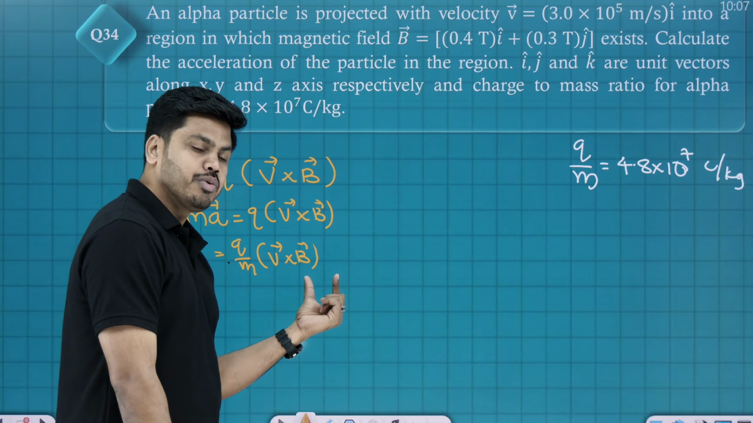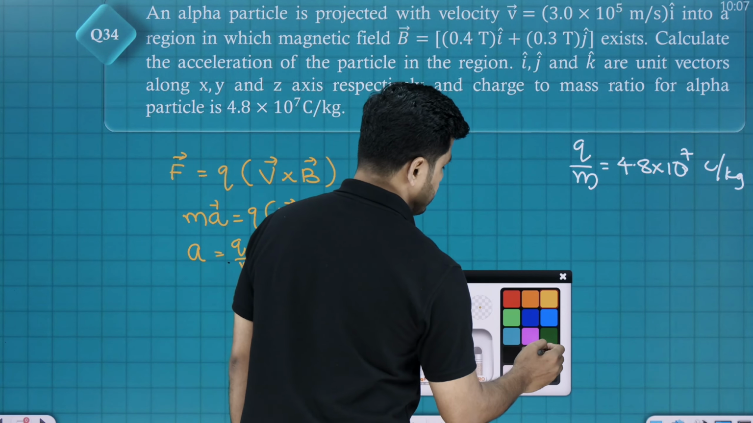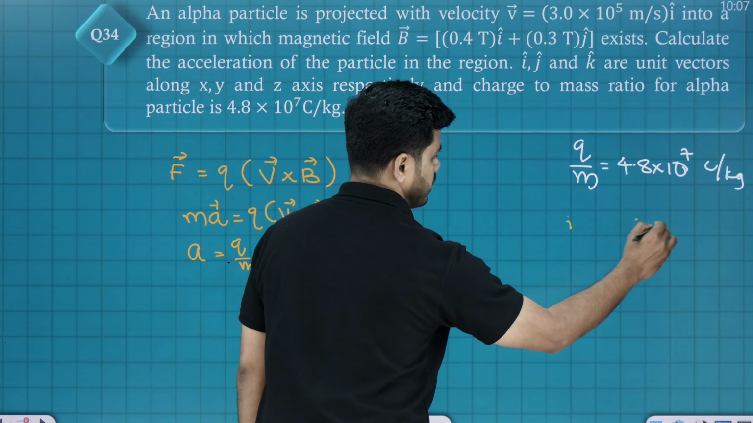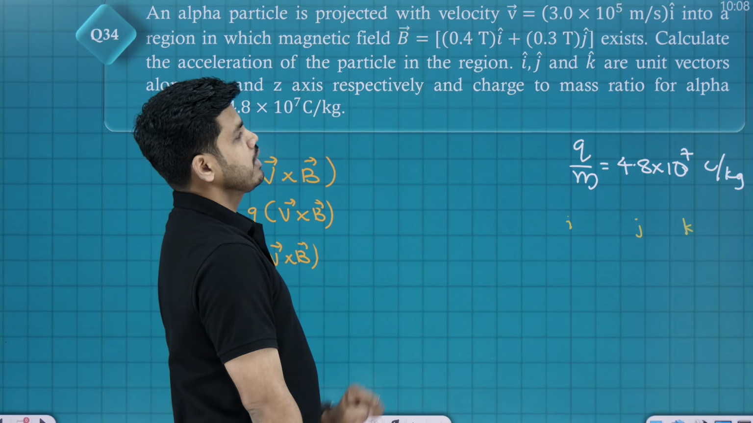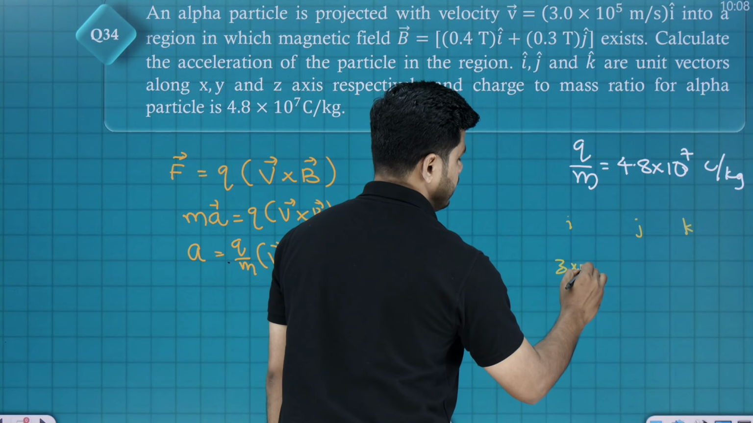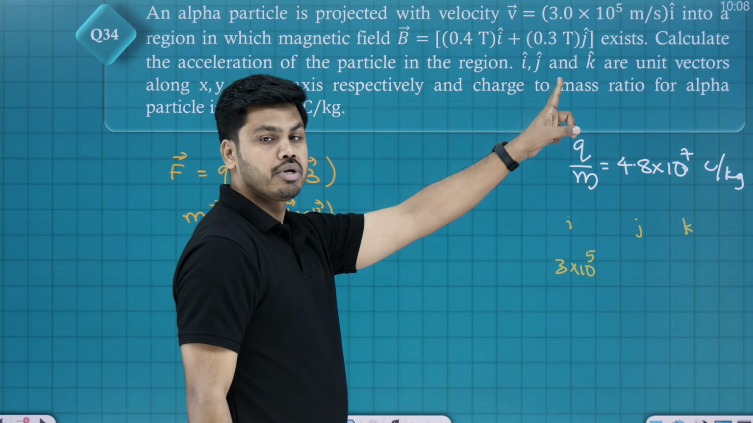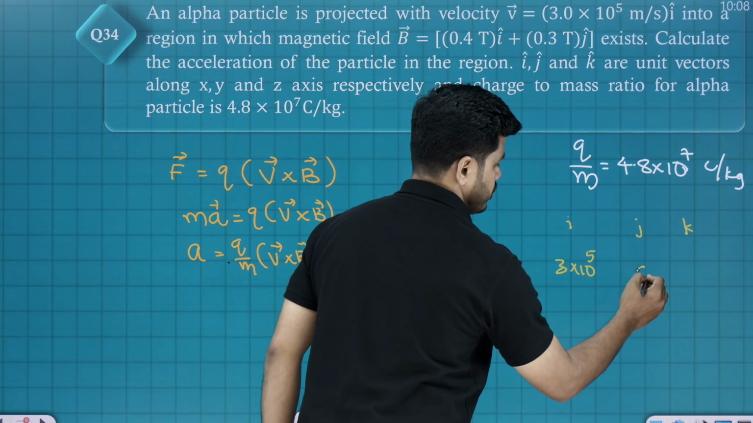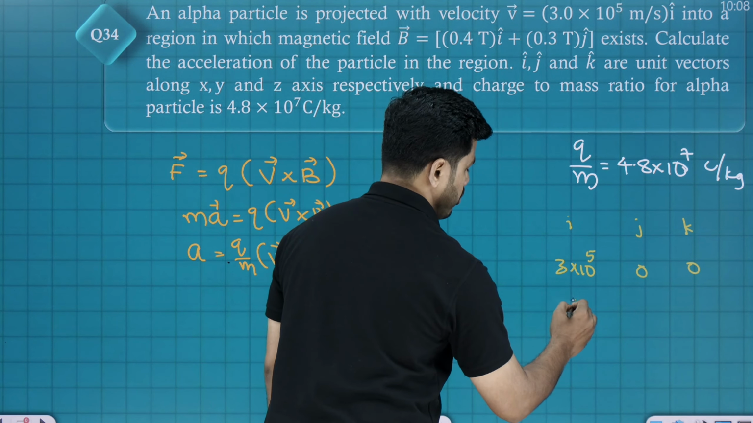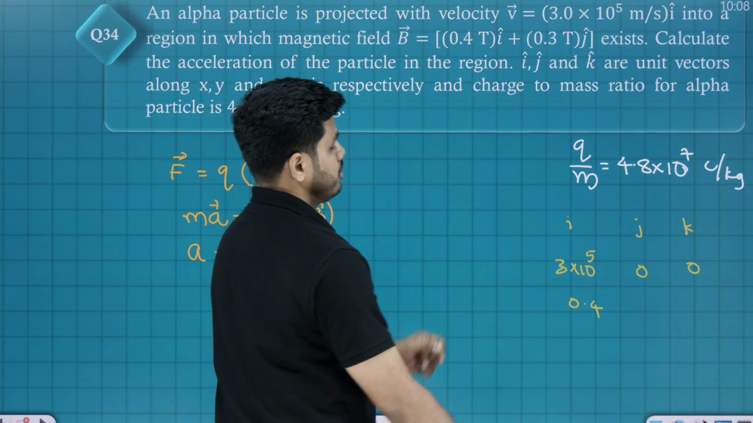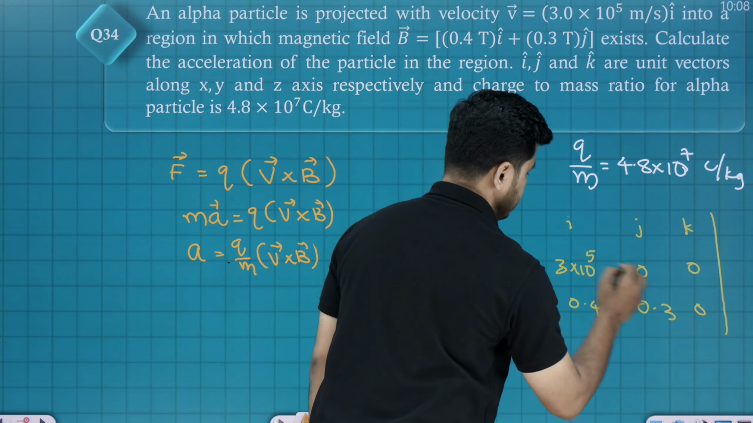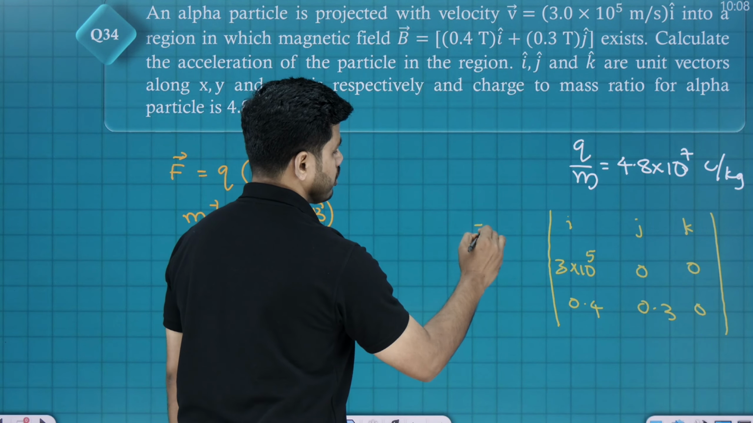Before that, we have to find out what is v cross B, velocity vector cross magnetic field vector. If you go for the determinant operator here, î, ĵ, k̂, the velocity vector has only one component, which is 3 × 10^5, only the î component there. The rest are 0. But for magnetic field B, we have î and ĵ components. The î component is 0.4, and the ĵ component is 0.3, and 0. So this is what v cross B is.